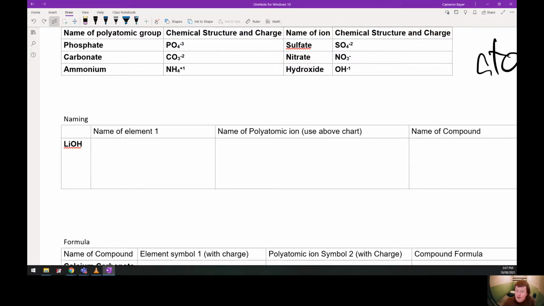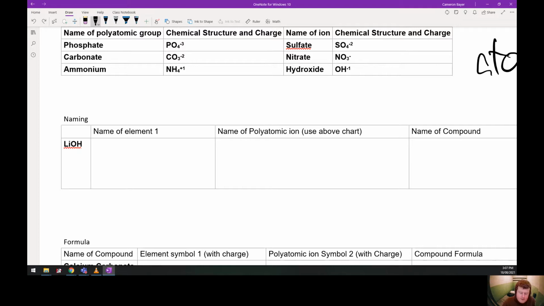So these are probably the five you would need to know. I wouldn't worry too much about ammonium. If you do remember it, that's fine, but definitely your carbonates, sulfates, nitrates, and definitely hydroxides. Phosphates we don't normally do a whole lot with, but if you can remember that too, that would be great. But as you can see here, it gives you what the structure is.